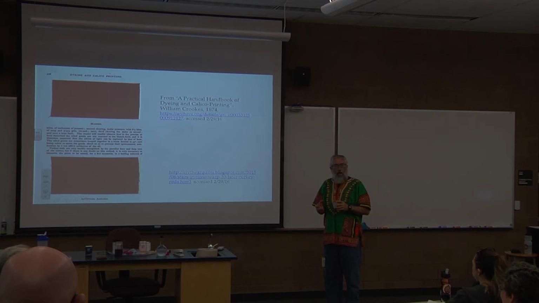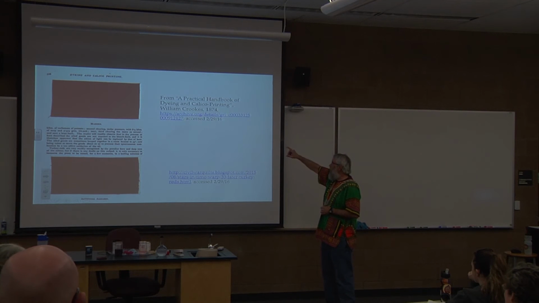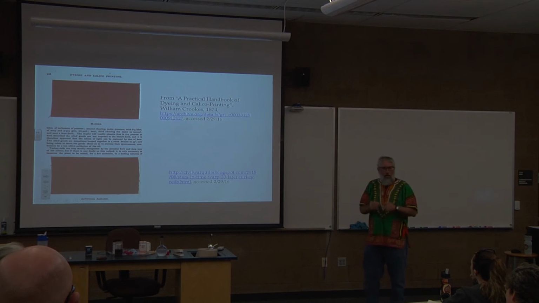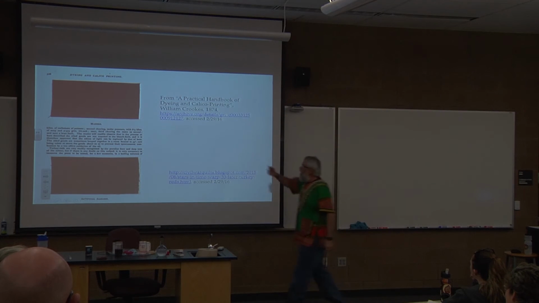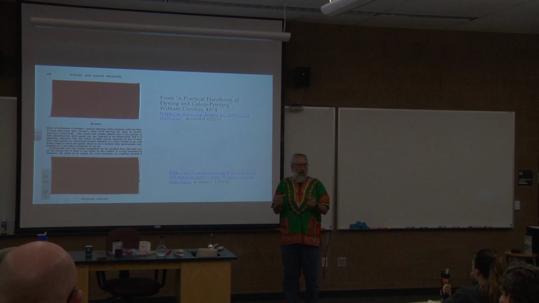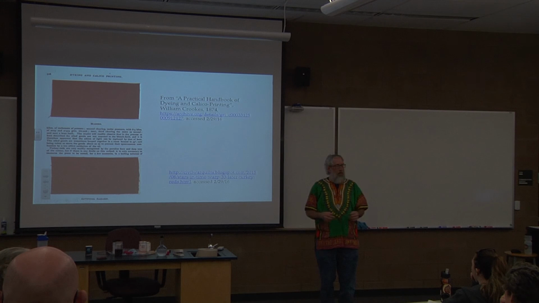Alizarin was a dye that could be made synthetically as well, but it wasn't until 1868 that it was first made synthetically. And from a really fun and interesting book, a practical handbook of dyeing and calico printing from 1874, there's not very many color plates in that book, but this is one of them. The top piece of cloth is dyed with madder root, and the bottom is dyed with synthetic madder. Or here it's called artificial alizarin. So alizarin that had been synthesized in the laboratory.